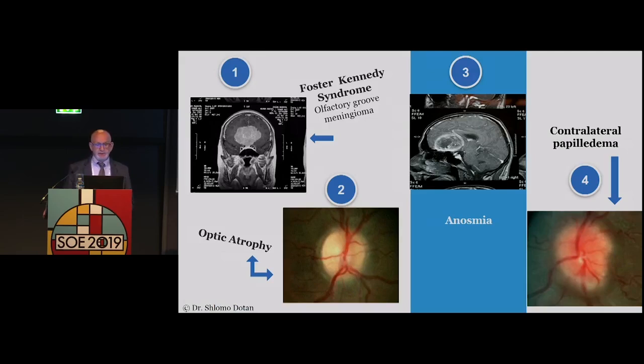And you have also the pseudo-Foster-Kennedy syndrome, where you have also in one side an old optic atrophy due to AION, and then on the other side a new AION episode, and it's called pseudo-Foster-Kennedy.